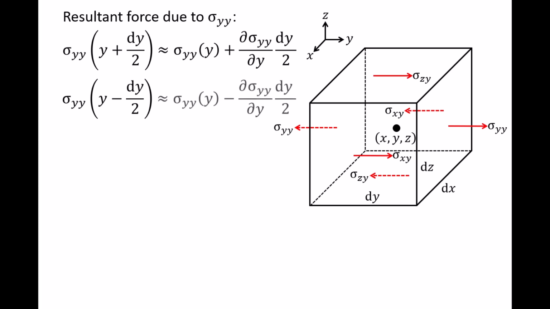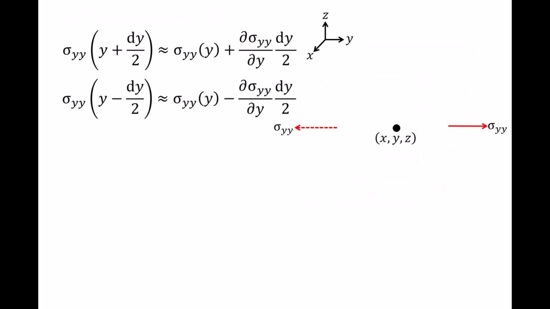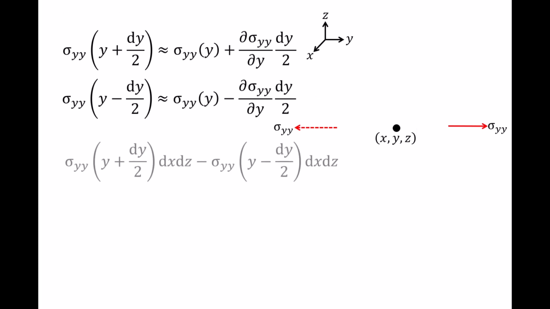Similarly, sigma yy at the left surface is approximately sigma yy at the center minus the first derivative of sigma yy with respect to y times the distance between the left surface and center, which is dy over 2. In order to find the resultant force due to the stresses sigma yy, we multiply the stresses by the area on which the stresses act. The area on the left and right surfaces is dx times dz. So we multiply sigma yy by dx dz to get the forces caused by sigma yy.